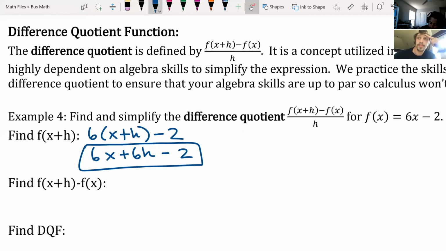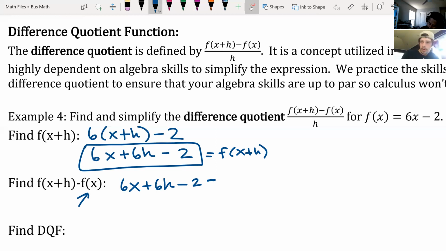We want to know what is f of x plus h minus f of x. Did we just find f of x plus h? It's what we ended up with in the last step. All of this is f of x plus h, which means we're going to start with what we found, 6x plus 6h minus 2. Now we're going to subtract the original function. Whenever we plug something in, you must always put it in parentheses. If you forget those parentheses, you're going to mess the whole thing up. You're going to have terms that don't cancel, which is no good for you. So make sure you always put parentheses.